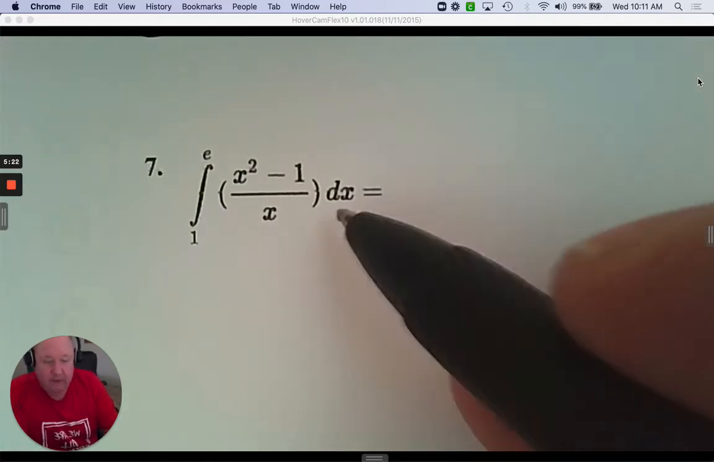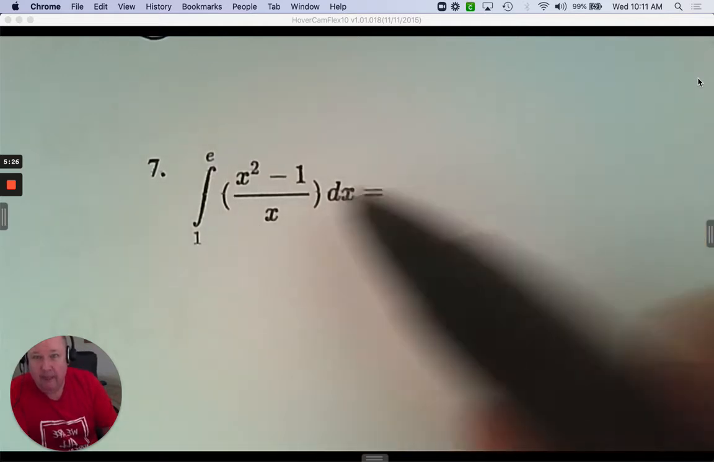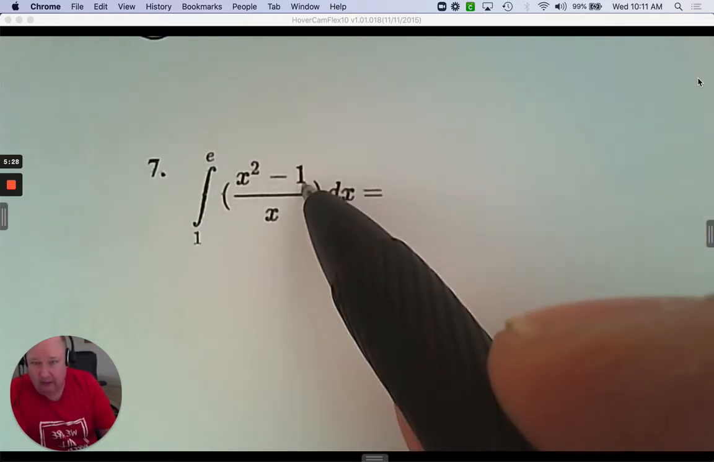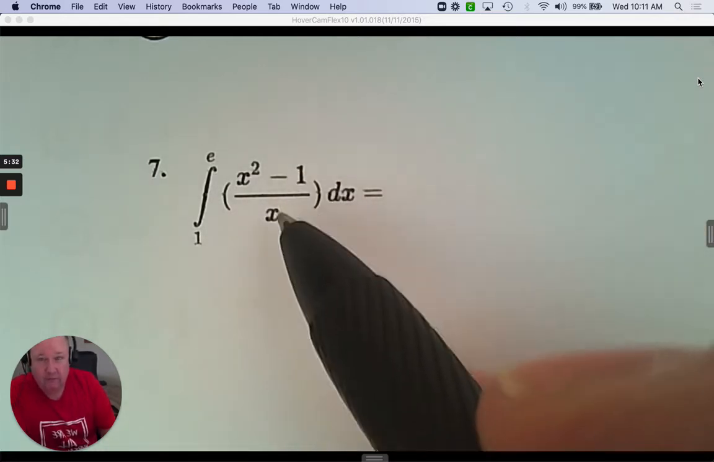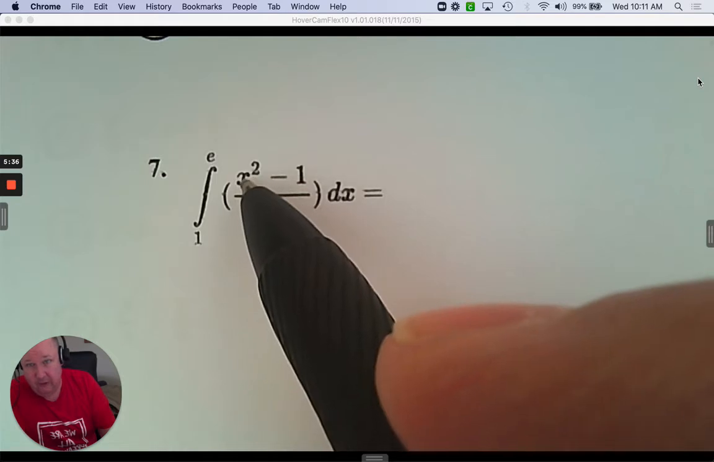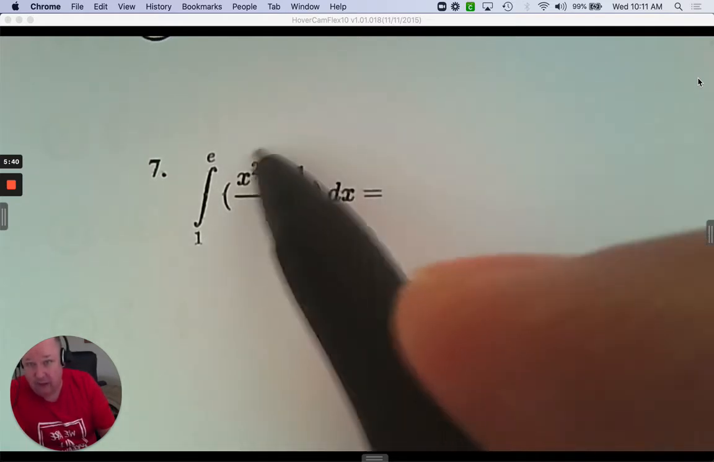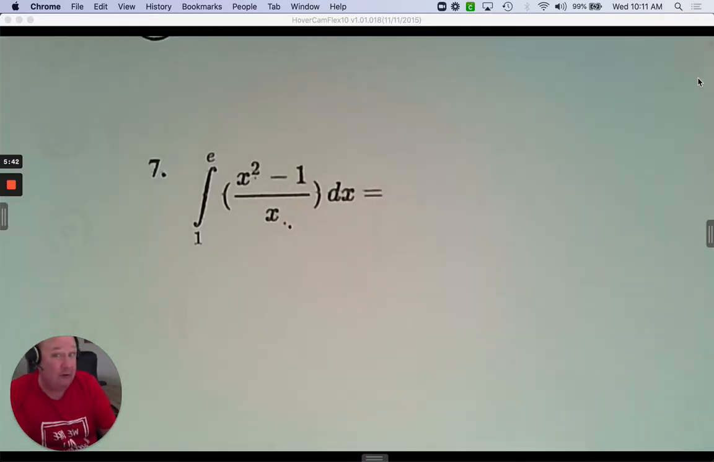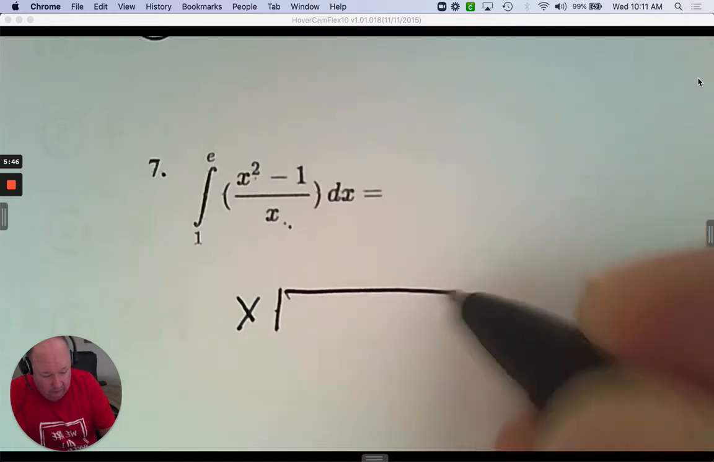In number 7, we have an integration problem from 1 to e. You're given x squared subtract 1, divided by x, and you have to integrate this. The way it looks right now, the indicator is that the numerator is more powerful than the denominator, so the degree on top is bigger. That's an indicator to know that you have to do long division. So that's what we're going to do.